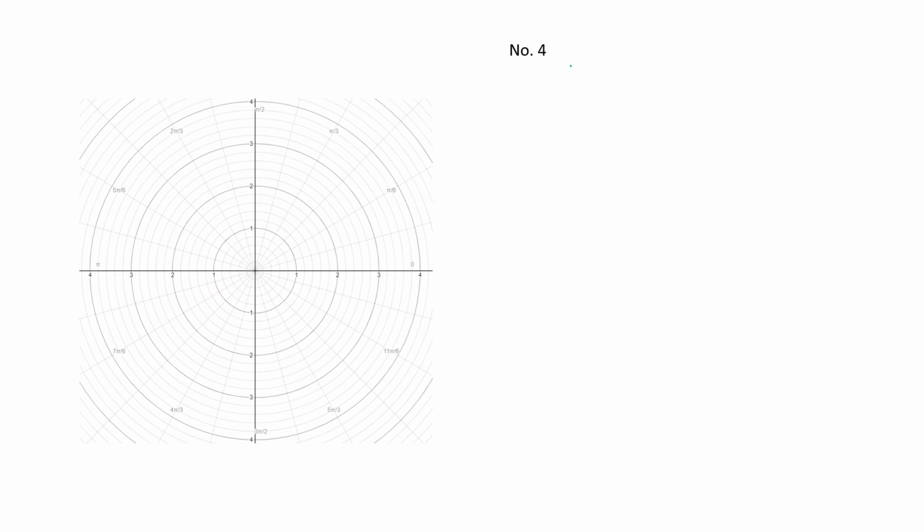Okay, so let's proceed with number 4. So we have r equals 1 plus 2 cosine theta. So again, if you plug this one in your table mode, f of x equals 1 plus 2 cosine theta.